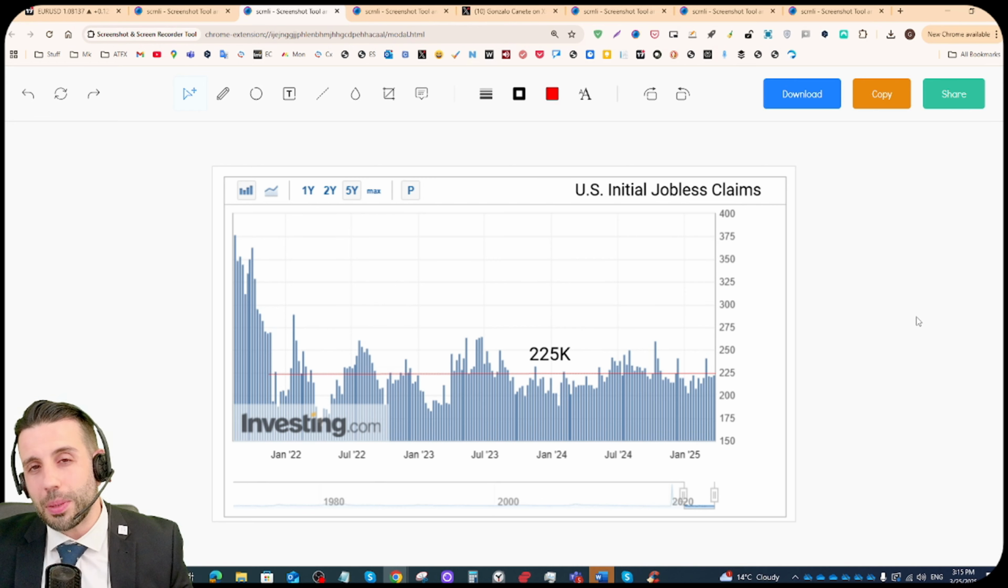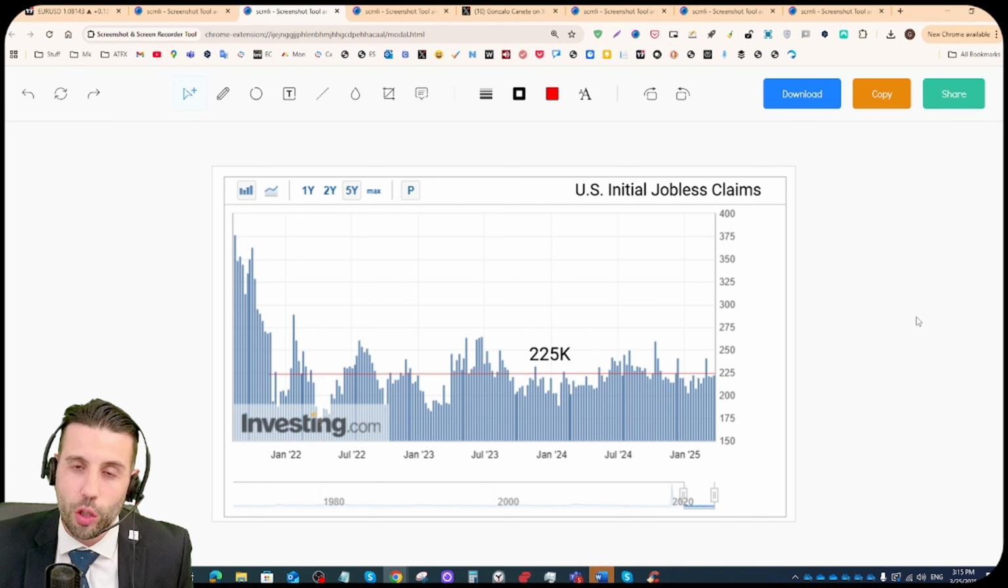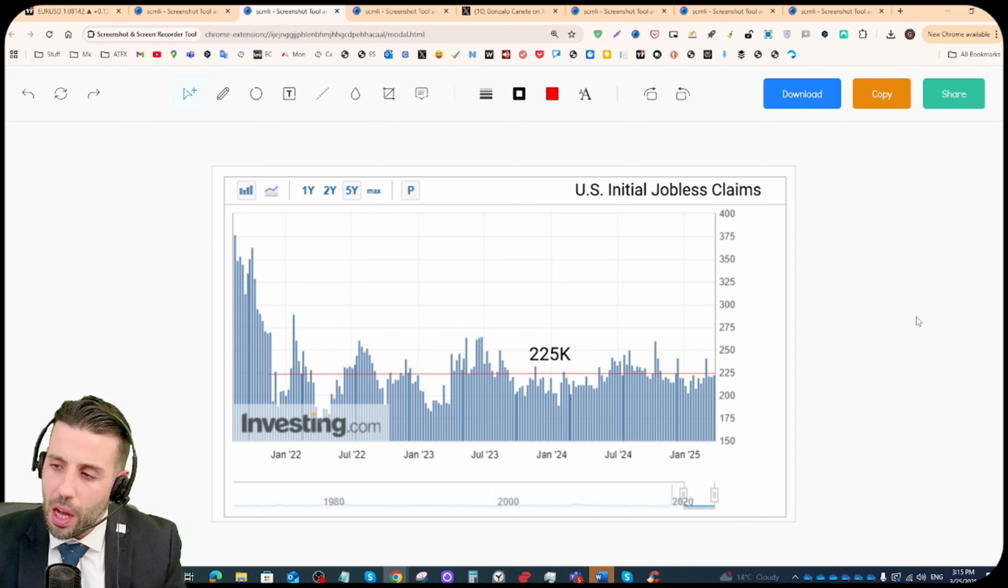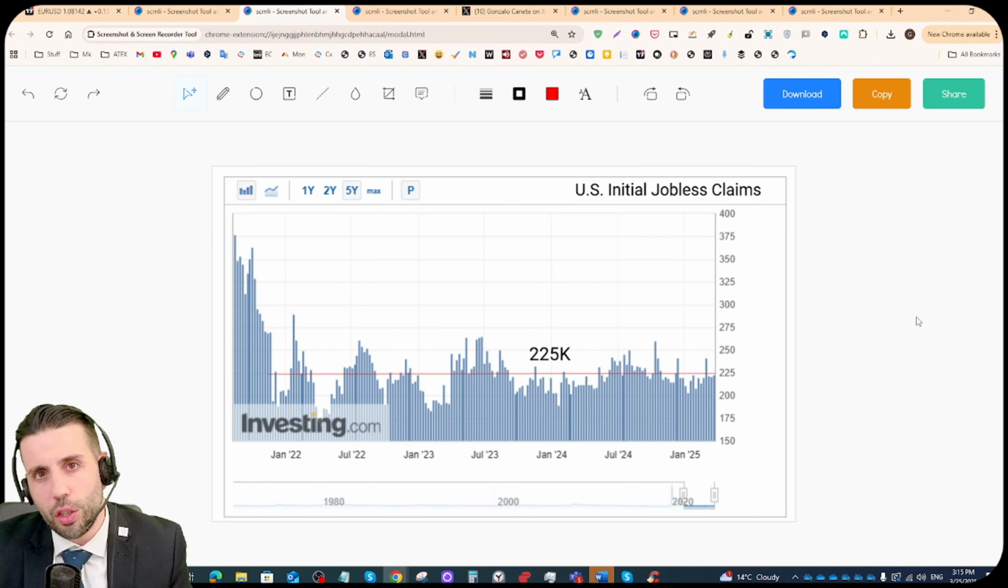Initial jobless claims. How is the labor market situation in the United States? And as you can see, we have a kind of flat line at about 225,000 jobless claims, and most of the time the result is below those numbers. And therefore, the unemployment rate is 4.1%, really low compared with, again, other top economies like Germany, which is about 6%. So my question remains: does the Federal Reserve really need to cut the interest rates?